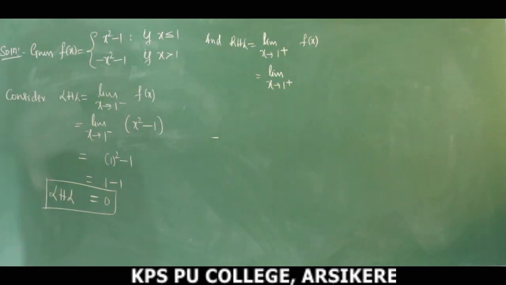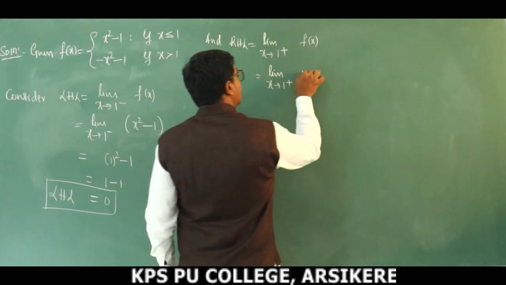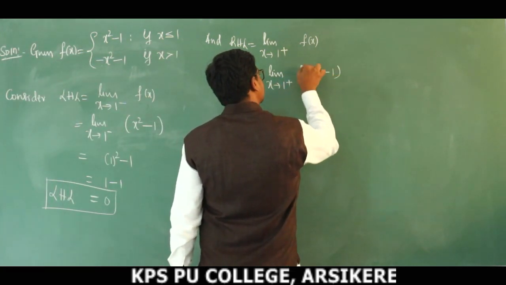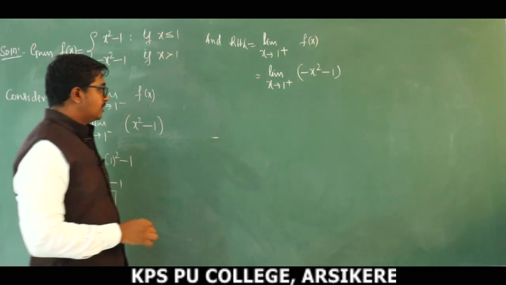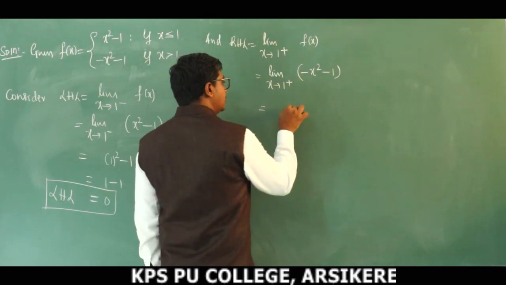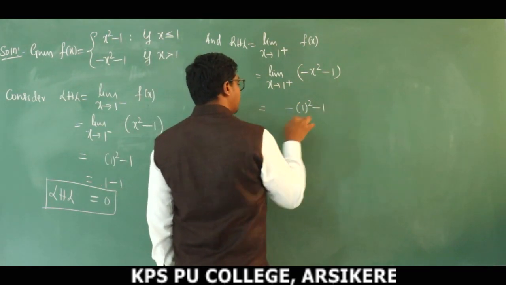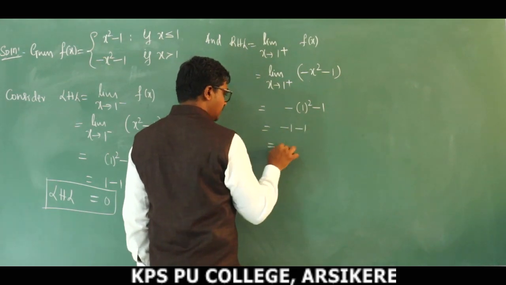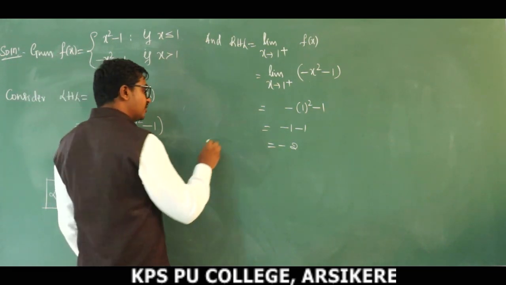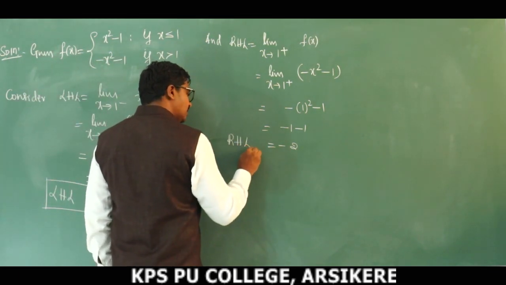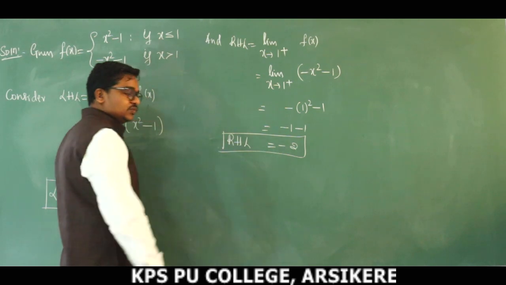Just observe the function f of x, which is minus x square minus 1. So this becomes minus x square minus 1. Apply the limit x equal to 1 here: this is minus 1 square minus 1, that is minus 1 minus 1, we are left with minus 2. So minus 2 is also a finite quantity, therefore RHL is equal to minus 2.